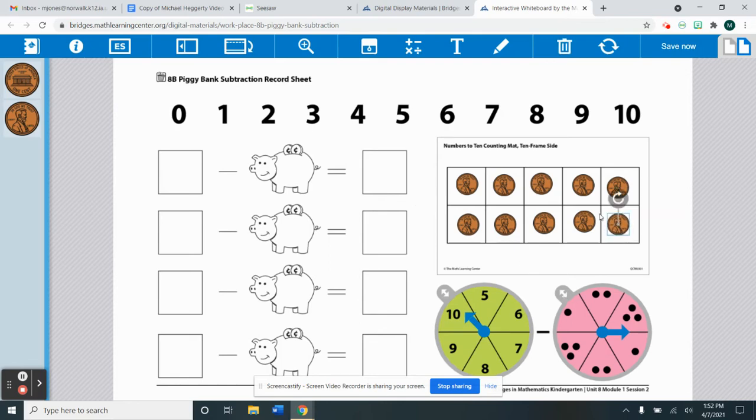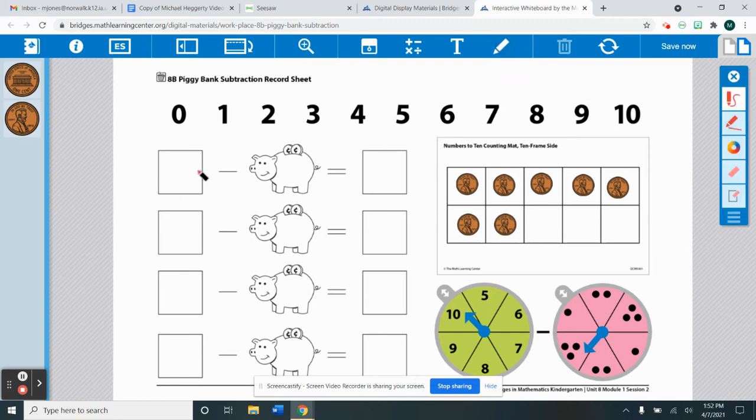All right, so you have 10 pennies in your tens frame. Now you are going to spin the dot spinner, and that is the amount you will take away from your 10. So now you have 3 that you need to take away. So you are going to count backwards, starting from 10, since you started with 10, and you're going to take away 3. So you have 10, 9, 8, 7.